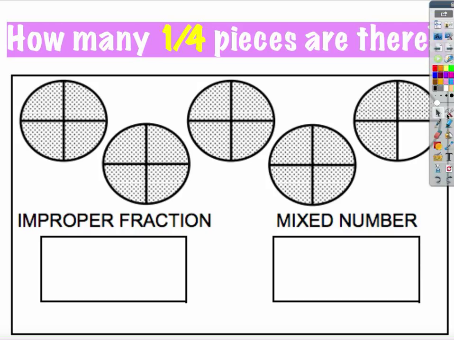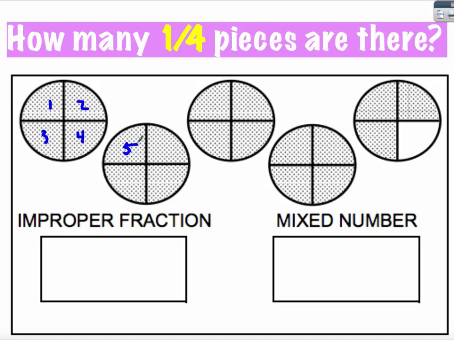Here I have a picture of circles split into fourth pieces. Now, if I asked you how many fourth pieces there are in this entire picture, you would be counting through one by one until you got all the way to the end. So I'll number these out so you can see what I'm talking about. That's 8 so far, 9, 10, 11, 12, 13, 14, 15.